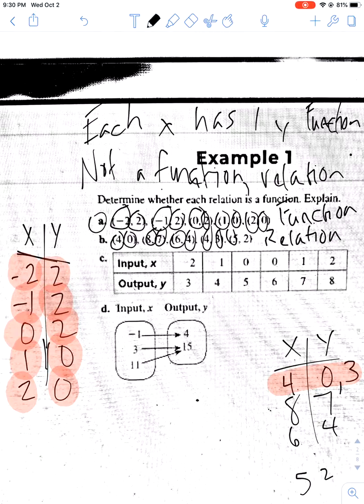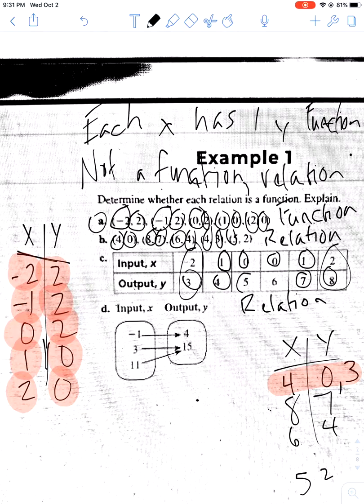Now if you look at C, do we have any problems? Do you see any x's that go to more than one y? I've got 1s and they go to 4 and 7. Well, that's a problem. So that's enough to say that this is a relation. Now you might also notice that we have a 2 and a 2 and they go to 3 and 8. That's a problem. 0 and 0 that goes to 5 and 6. That's also a problem. But we only need one of them to do that for it to be a relation.